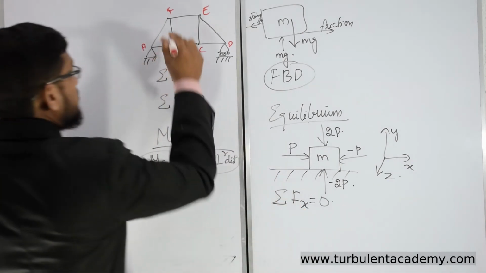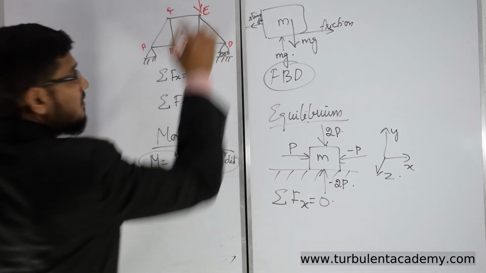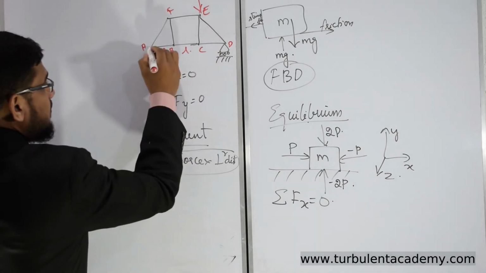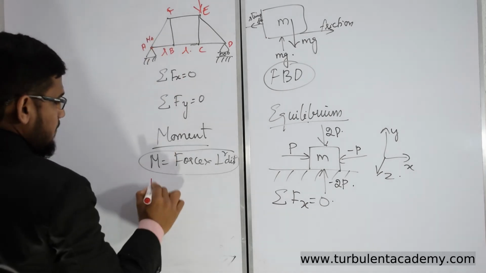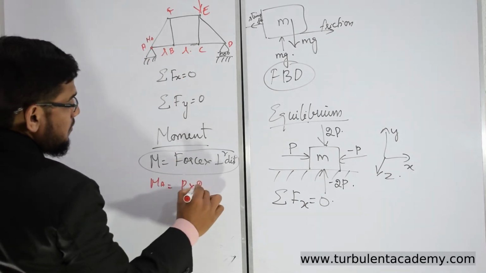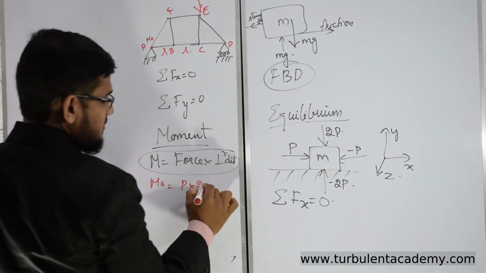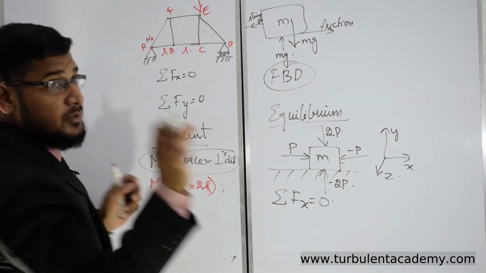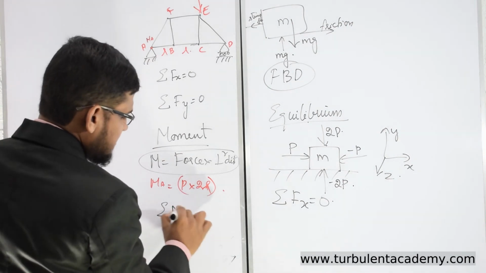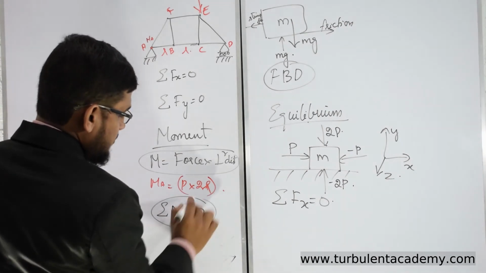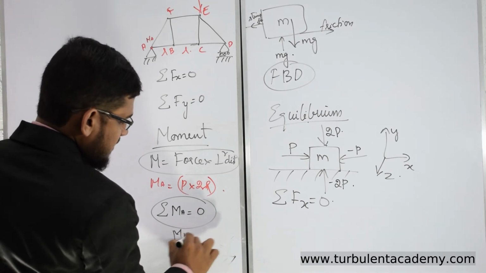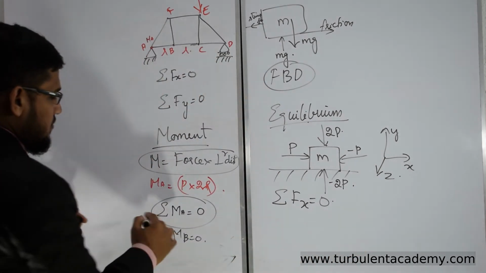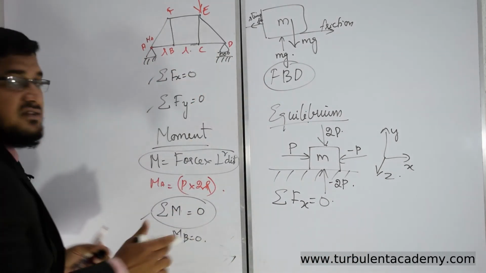So moment is force into perpendicular distance. For example, if you have a structure over here and a force P over here, and this distance is L and this is L, the moment about point A is going to be P, force, into perpendicular distance 2L. From this fact I could say that for a system to be in equilibrium, the summation of moment about A is going to be 0, moment about B is 0, all the points are going to be 0. Now if you could understand 1, 2, 3, just taking out summation of moment equal to 0.